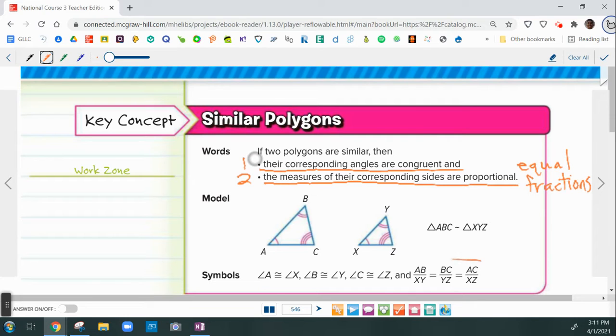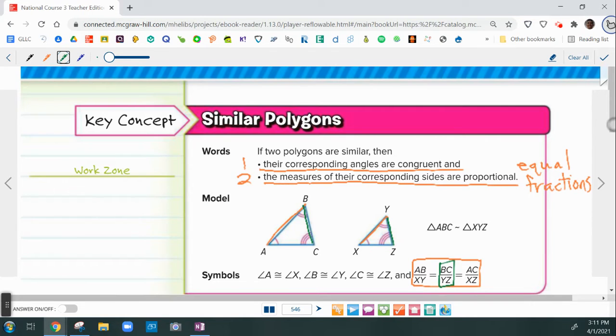You can see that right down here. Now that might not make sense to you, but AB over XY, see where that fraction is? That's the length of AB, the length of one side right there, and the length of XY. So when you find those lengths and divide them in that fraction, you should get the same exact result as if you took BC and divided that length by YZ, that length. And also for the last pair of corresponding sides.